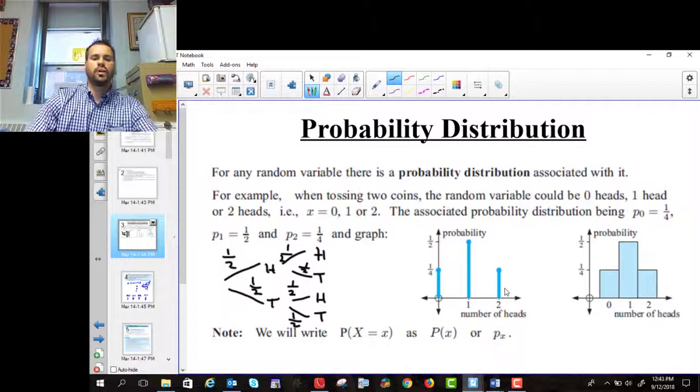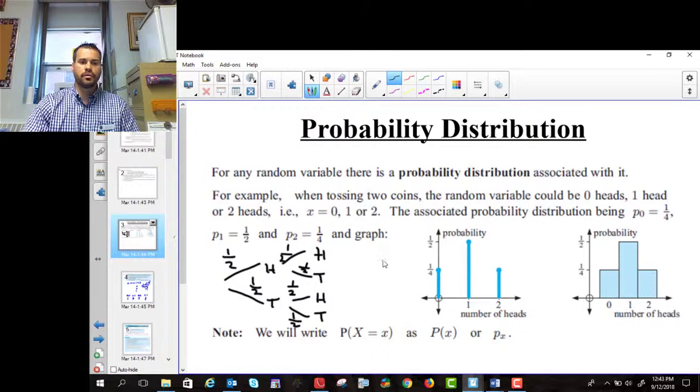So if you look at head, head, there's only one way that happens. So two heads is a quarter. And there's only one way that two tails happen, or no heads, so that's also a quarter. But there's two ways to get a head and a tail: a quarter here and a quarter here, so 2 quarters. So that's why the probability of getting one head is half, and the probability of getting no heads or 2 heads is a quarter.